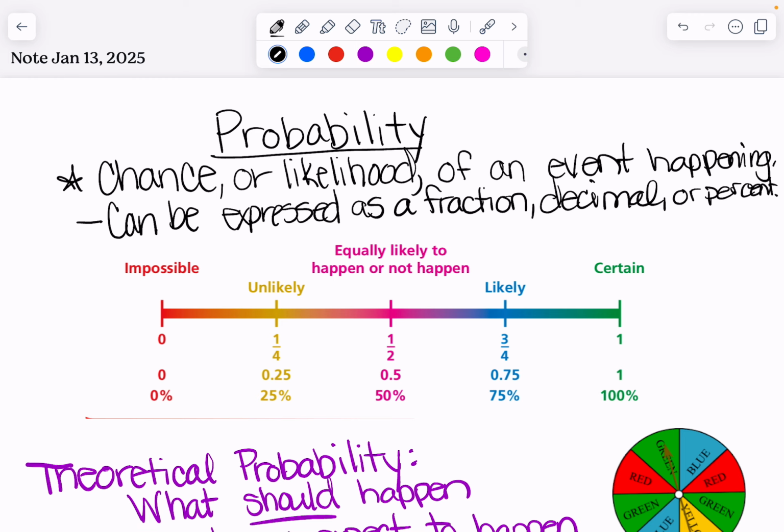And so when we talk about probability, we can express it as a fraction, a decimal, or a percent. So probability is a number between 0 and 1, and again, it can be expressed as a decimal, a fraction, or a percent.